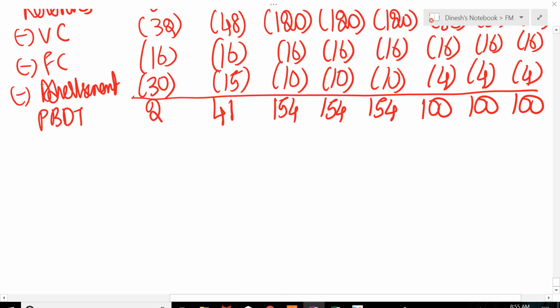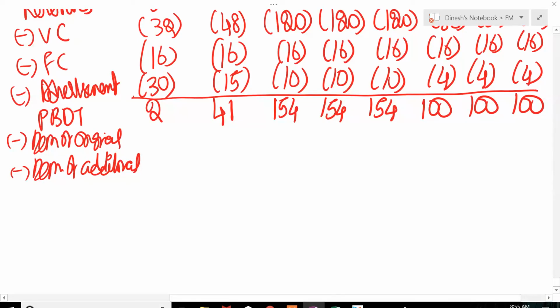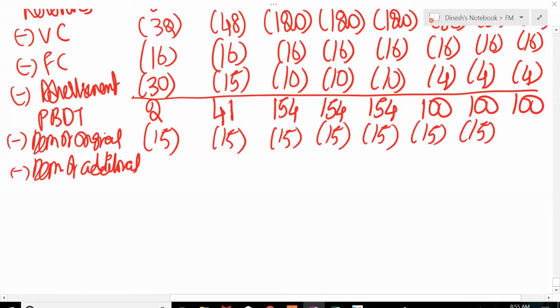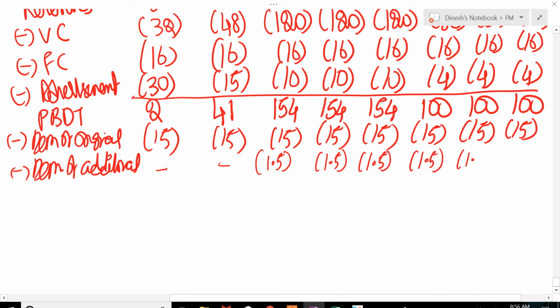Now you write it like this: less depreciation of original machine and depreciation of additional. Depreciation of original, depreciation of additional. Original is negative 15 for all the 8 years. And additional is, and then get PAT.